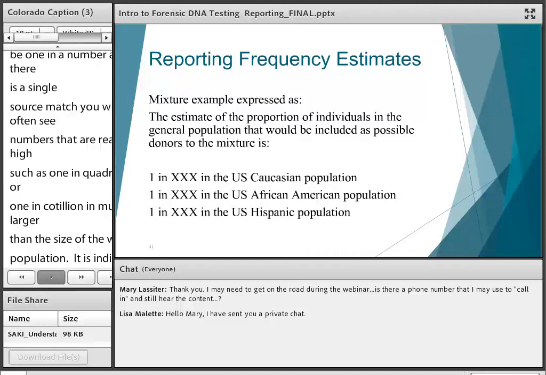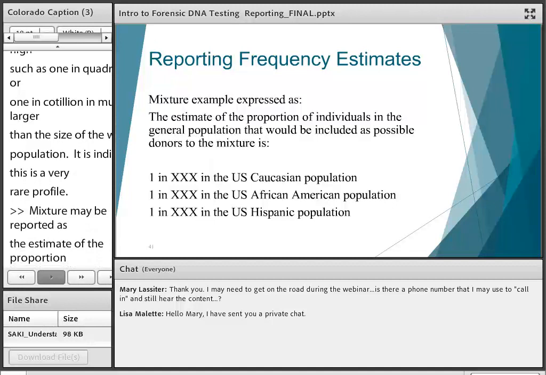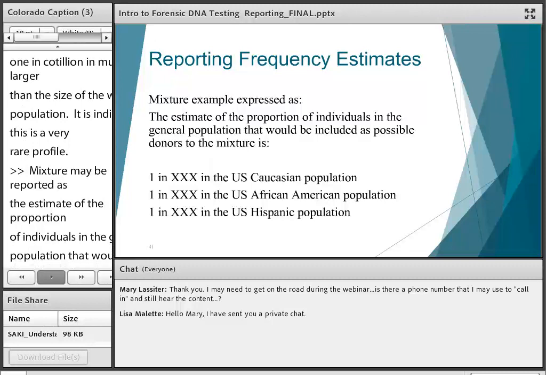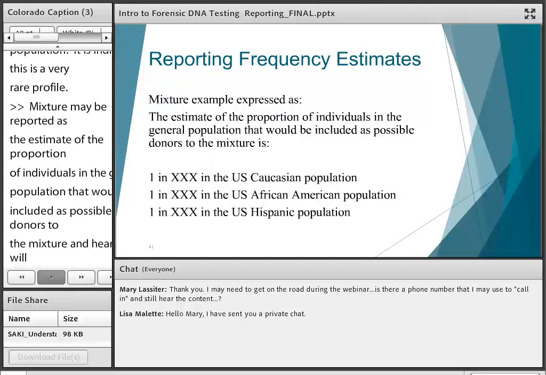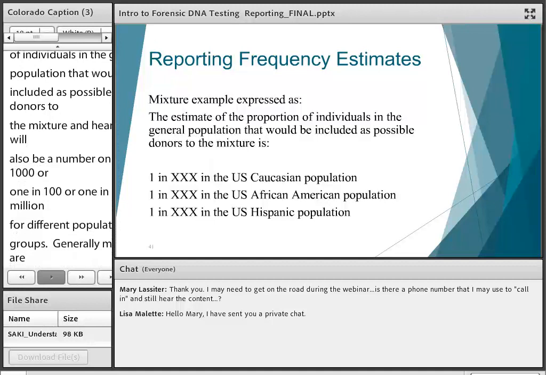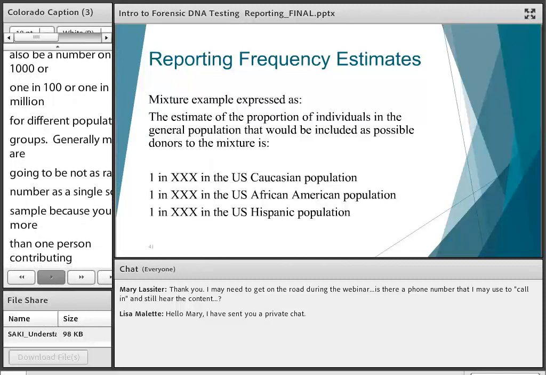Now, a mixture may be reported as the estimate of the proportion of individuals in the general population that would be included as possible donors to the mixture is, and then here there will also be a number, 1 in 1,000, 1 in 100, 1 in a million for different population groups. Generally, mixtures are not going to be as rare a number as a single source sample because you have more than one person contributing. But they can still help provide keys or clues into the investigation as to what's going on.